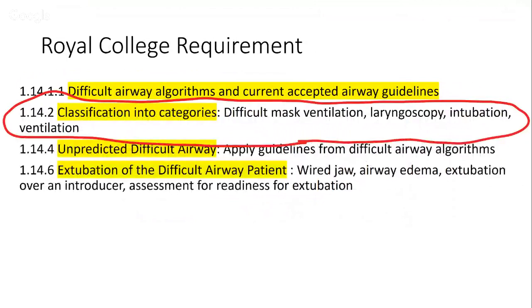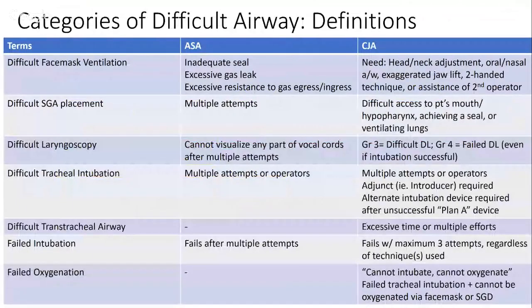So, classifying the difficult airway into different categories, we have various definitions. ASA defines a difficult face mask ventilation as having inadequate seal, excessive gas leak, or excessive resistance to gas egress or ingress. While the CJA defines it as having the need for head and neck adjustment, oral or nasal airway, use of exaggerated jaw lift, a two-handed technique, or an assistant or second operator.